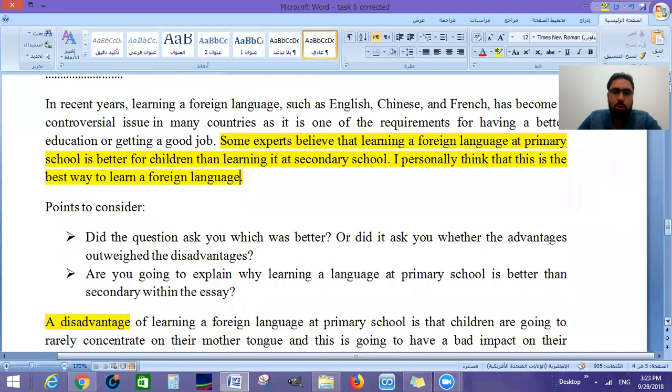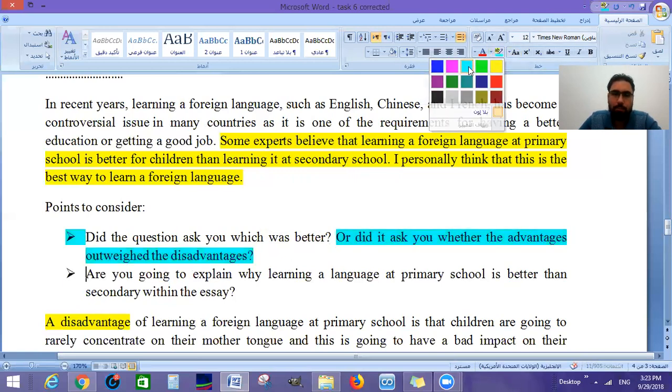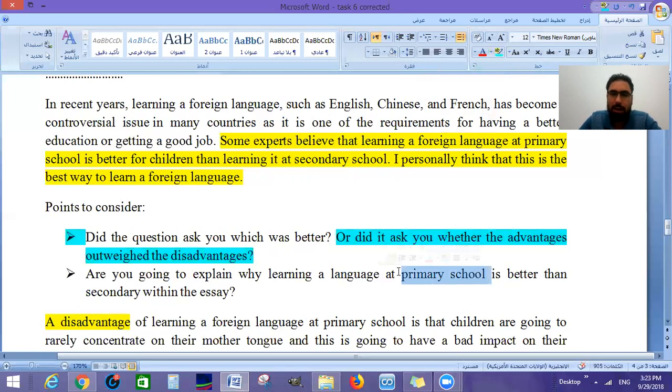So, points to consider. Did the question ask which was better? No. Or did it ask you whether the advantages outweighed the disadvantages? Definitely. I think this is what it asked us. Okay. Take a look at the second one. Are you going to explain why learning a language at primary school is better than secondary school within the essay?